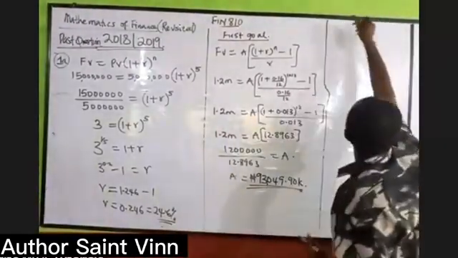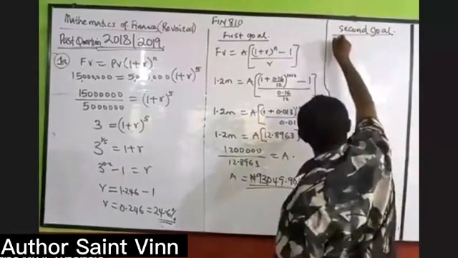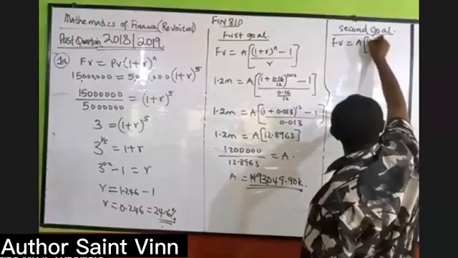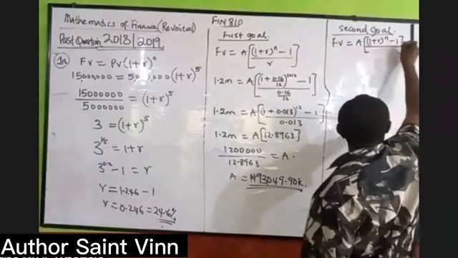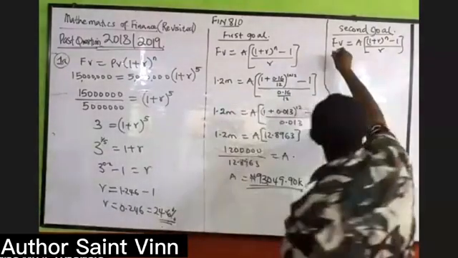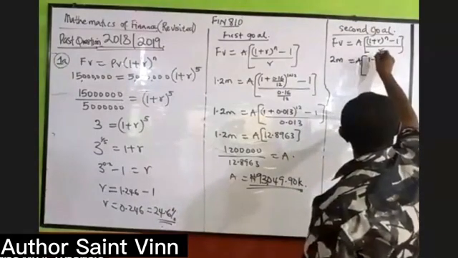Second goal. The formula is still future value, A times 1 plus R. We start dividing if it's monthly or weekly; if it's yearly, we won't bother. So what's the second goal? Buy a car of 2 million in 2 years' time. Future value, 2 million. A, we are looking for it.